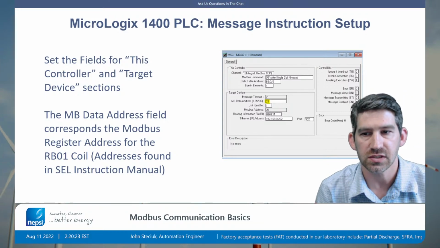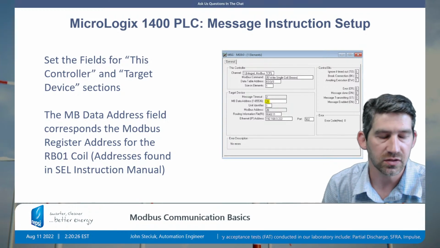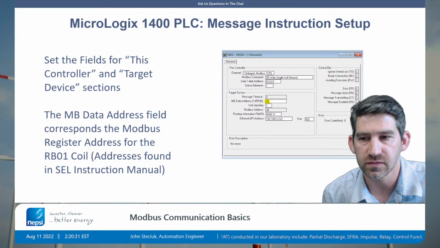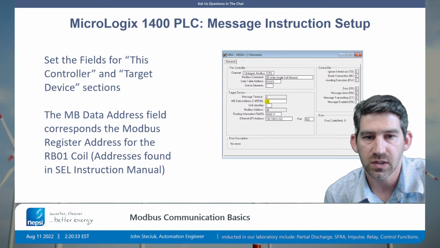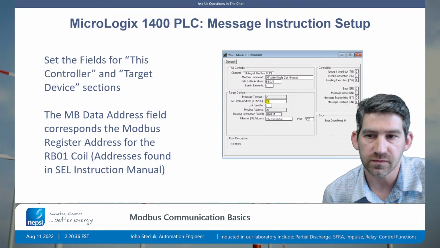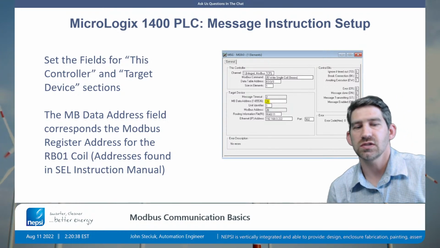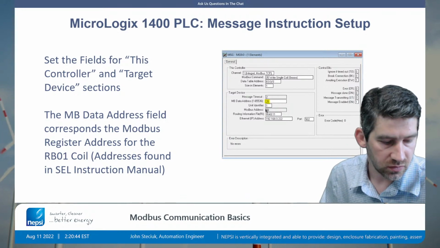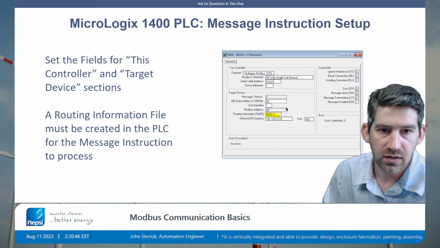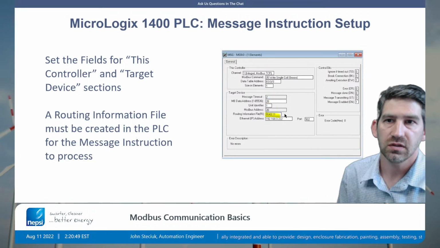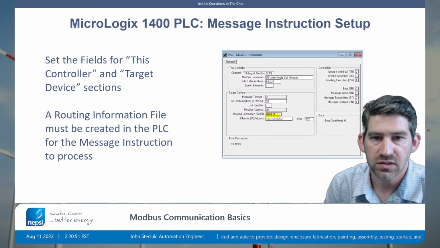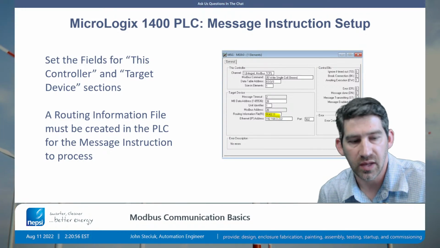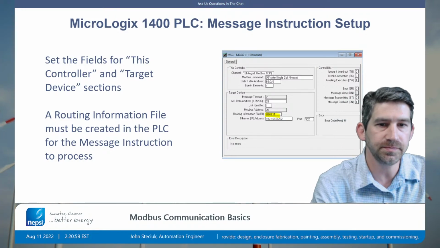And this information is found in the instruction manual of the devices. So SCL has a very thorough instruction manual. They have a complete Modbus register map, and I was able to find that the register address for the remote bit 1 coil is 28. You also need to make a routing instruction file in the Micrologix software to allow this instruction to execute. And we specify the IP address of the target device in the bottom.